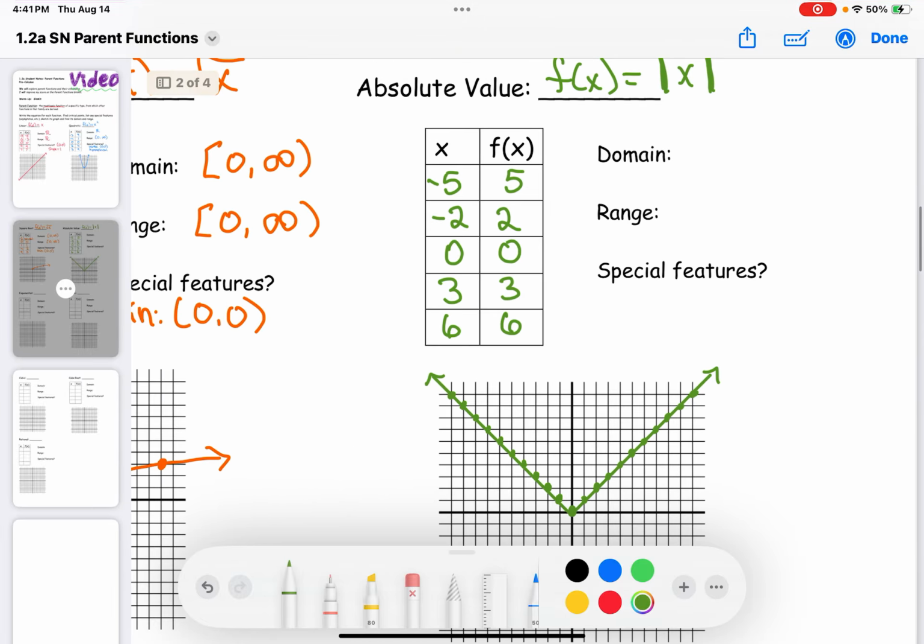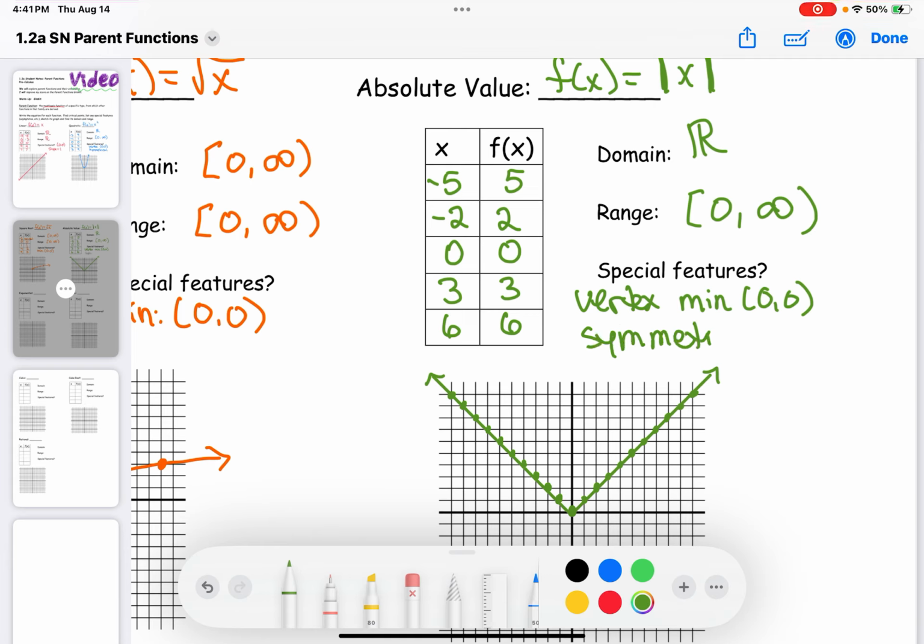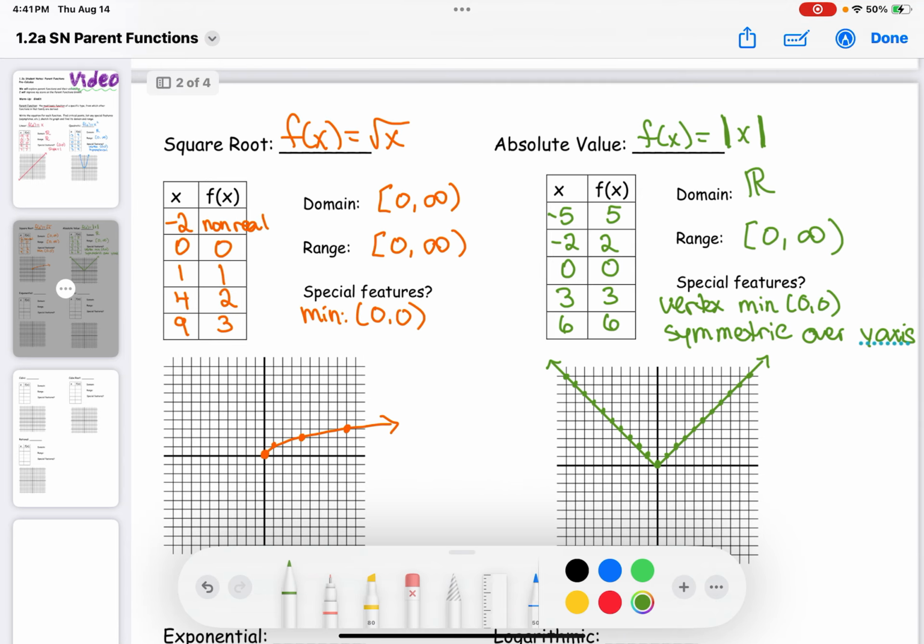So its domain is all real numbers. We can take the absolute value of any real number. Its range, since absolute value is never negative, does start at 0 with a bracket and continues up. It has a vertex or a minimum at (0, 0), and it is symmetric across the y-axis. The y-axis acts like a line of symmetry for that parent function.